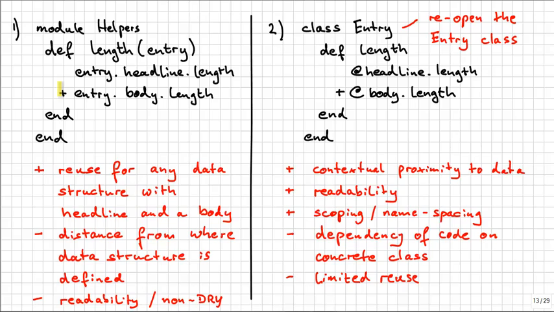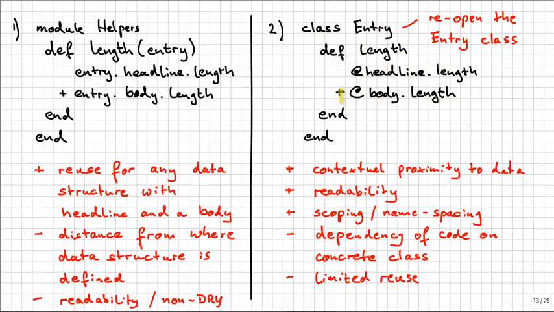If I, on the other hand, define an instance method in the class, then I reopen my entry class like I did before. I define my method, and now I have direct access to the attribute headline, or the instance variable headline here, as well as to the body. And so I don't have to follow through a separate level of indirection to get to my values. And again, I use length on both of the strings that I've stored in headline and body.